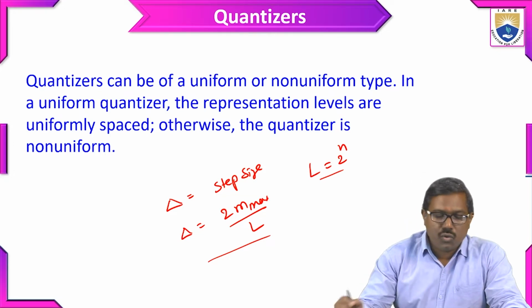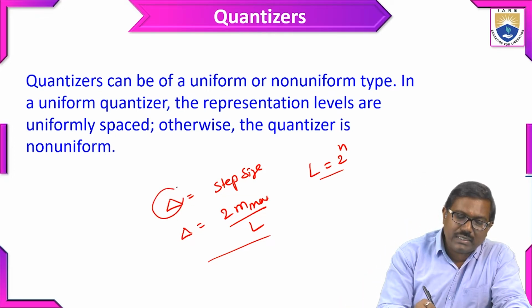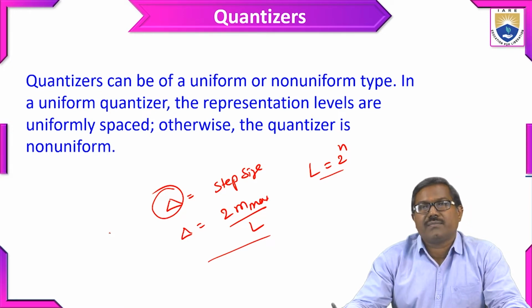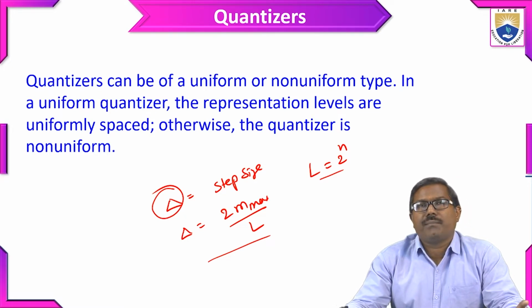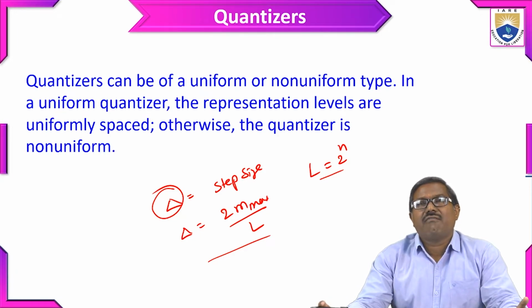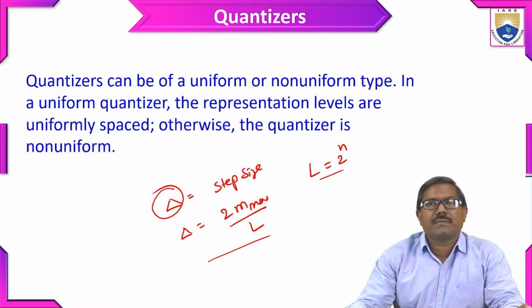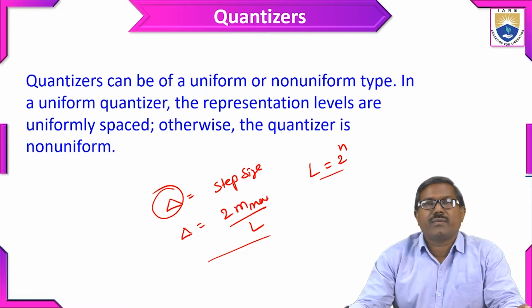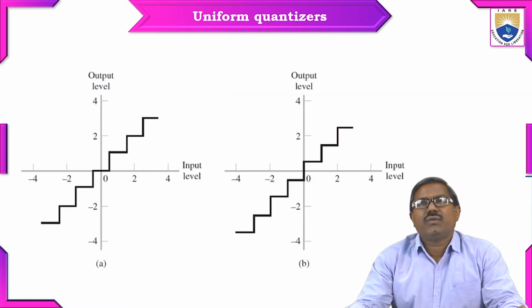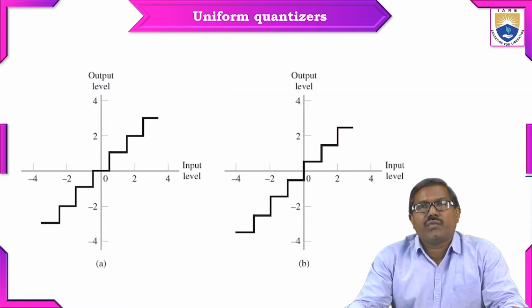So here my delta is uniformly spaced. My delta is uniform. That means the reference levels are uniformly spaced, meaning the delta value is uniform. Then you can call it a uniform quantizer. Otherwise, you can call it non-uniform. Again, here we have 2 varieties of uniform quantizers.